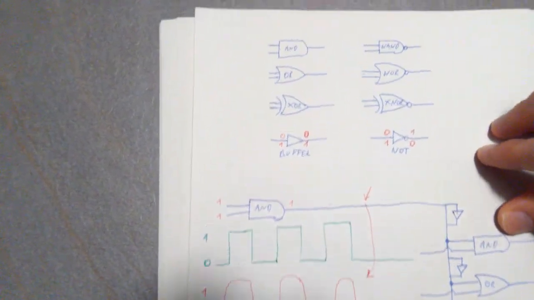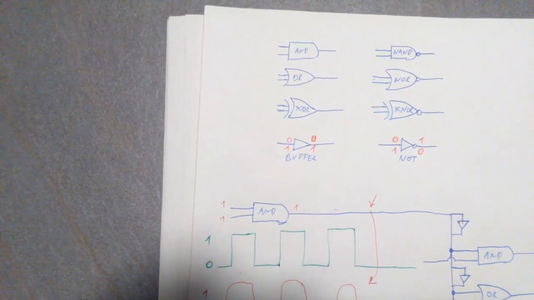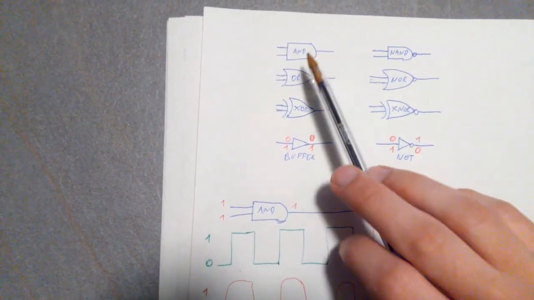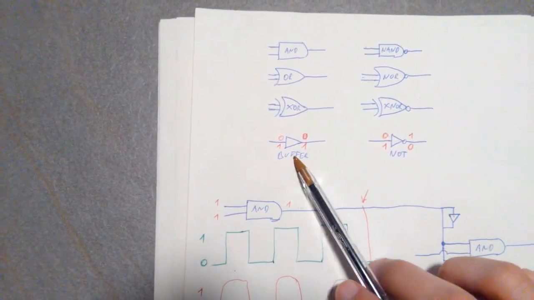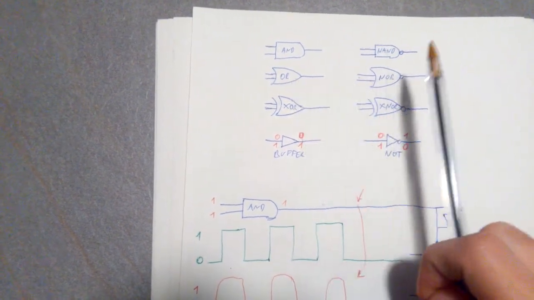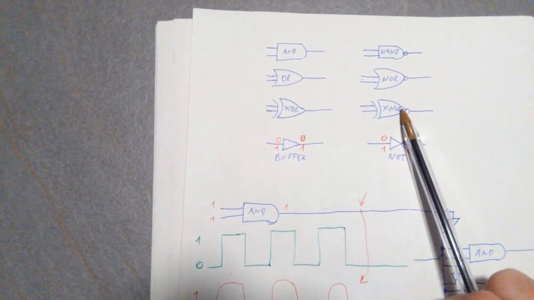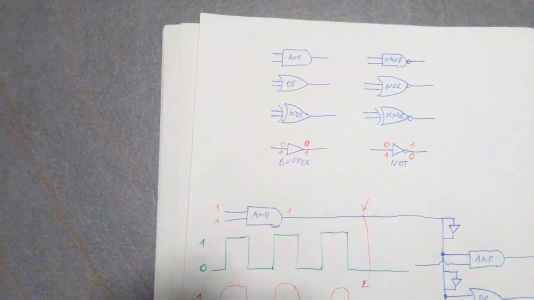So again, when they ask you about the gates, please remember that there are not just the classic ones, but also the buffer and the NOT. So AND gate, NAND gate, OR gate, NOR gate, XOR gate, XNOR gate, buffer, and NOT gate. Right?